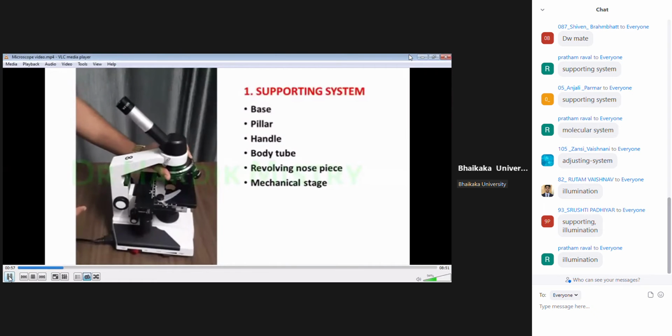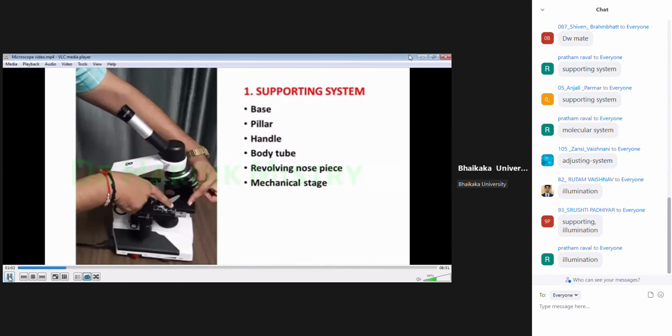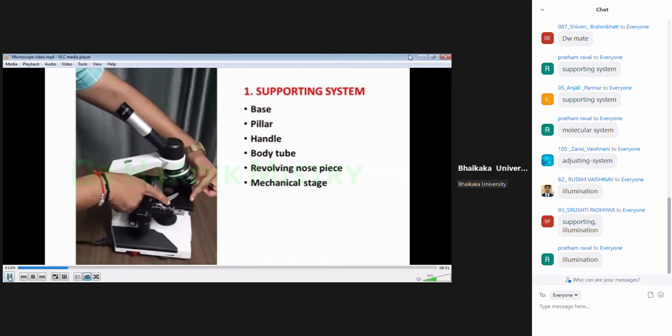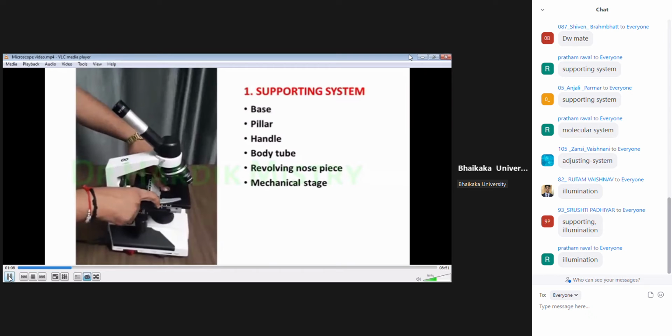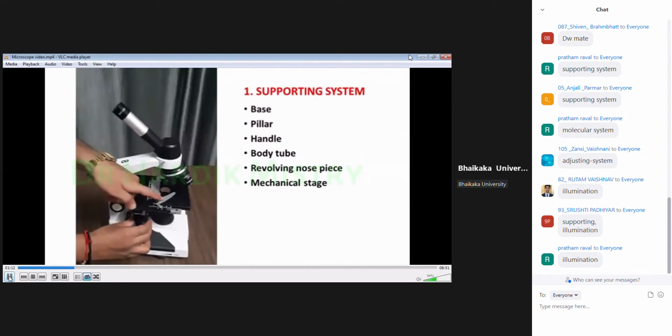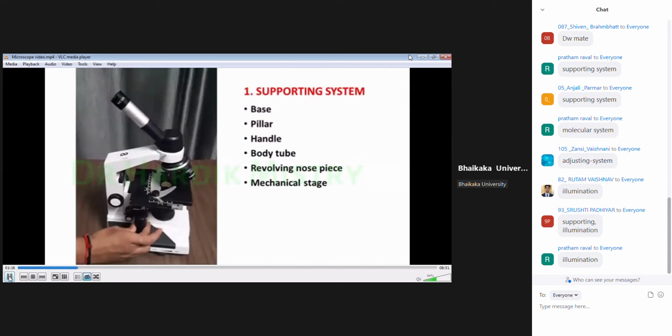The structure which is rotating is known as the revolving nose piece, and here is the mechanical stage of the microscope. The mechanical stage is the stage on which we put the slide or the Neubauer's chamber, and we can move this mechanical stage either forward or backward and from right to left side.